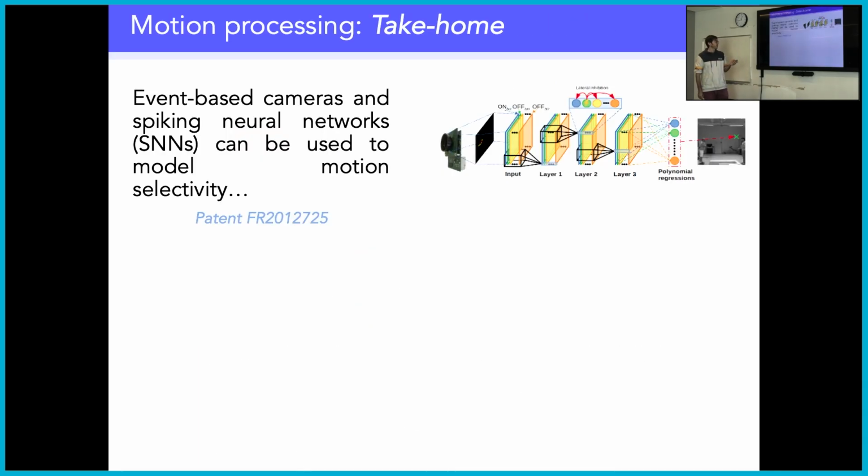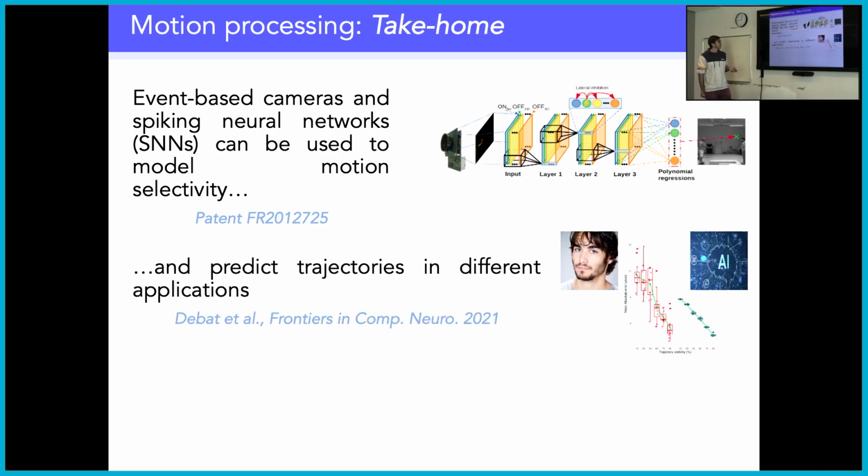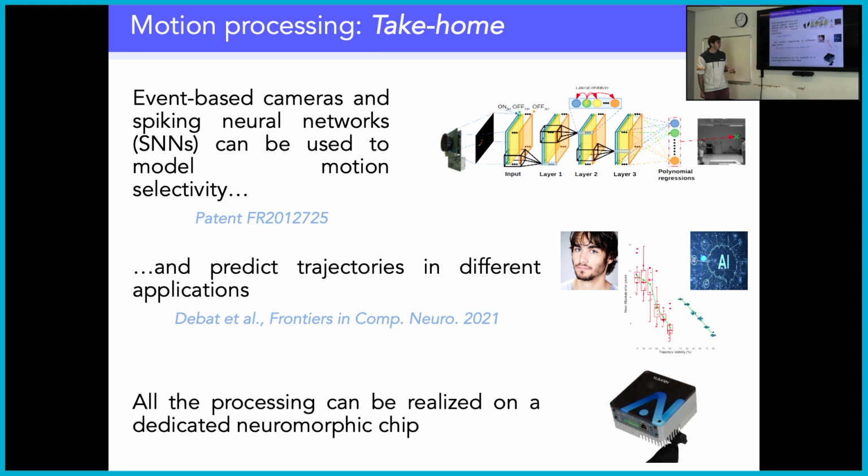As a take-home message on this part, we used event-based cameras and spiking neural networks to model motion selectivity, and also to predict trajectories in different applications. All the processing here can be realized on a dedicated neuromorphic chip. We didn't do it until the very end of the project.